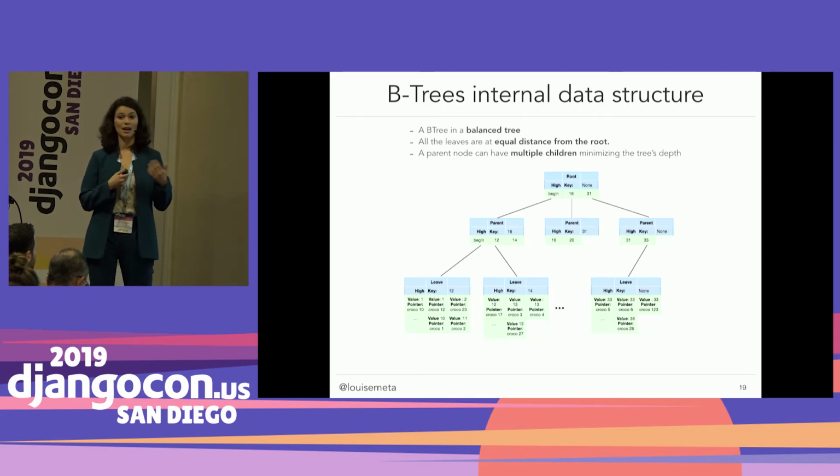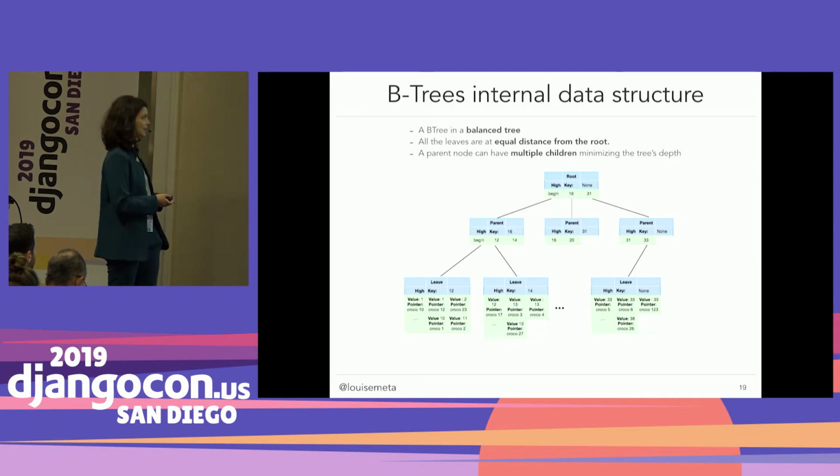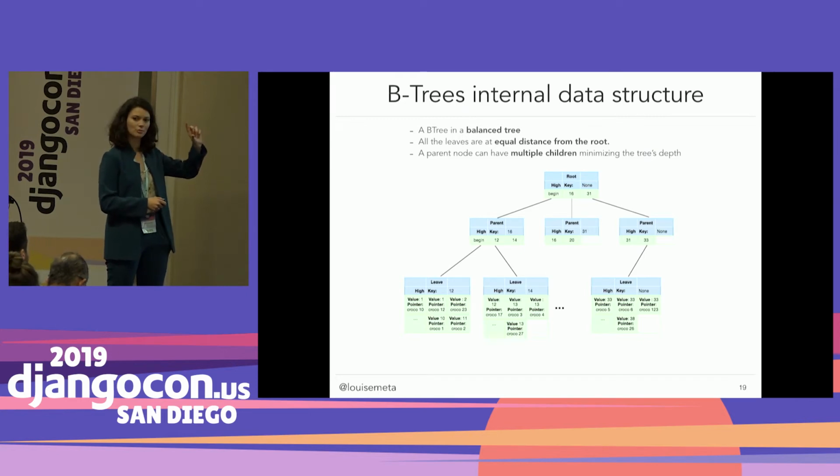It's a balanced tree. The difference between a balanced tree and a binary tree is that first, all the leaves are at equal distance from the root. This is the root, these are the leaves. And a parent node can have multiple children, it's not only 2. That means the depth of the tree will be smaller, which is good when you search into the tree, to limit changing the reading head between pages.